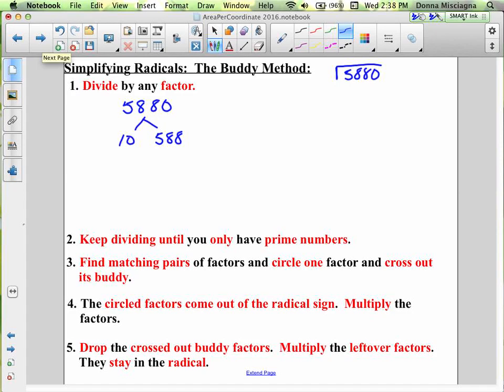Neither of these is a prime number, so you're going to keep dividing until you have only prime numbers. 2 divides evenly into 10. 10 divided by 2 is 5. 2 and 5 are prime numbers. They're only divisible by themselves and 1. 588 is not prime because it's an even number. So we can divide by 2. 588 divided by 2, let's see, 2 goes into 5 2 times.